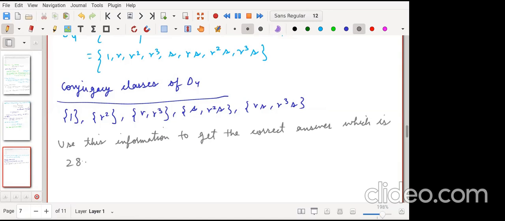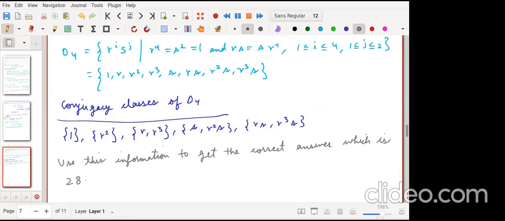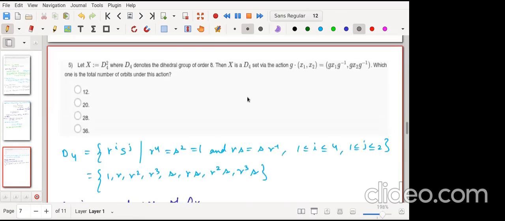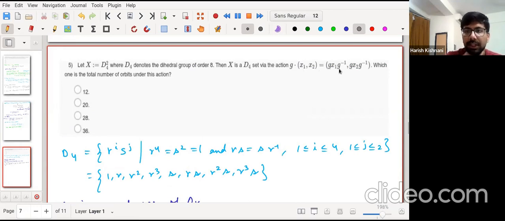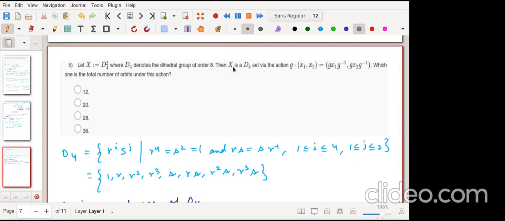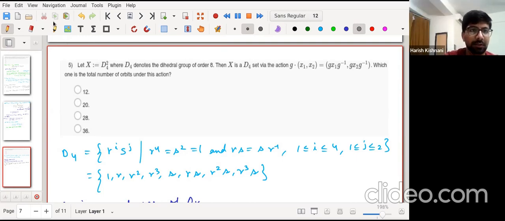Sir, excuse me, the group action defined in this question is not visible. Can you please write it again? It's g·(x1, x2) = (g x1 g inverse, g x2 g inverse). Anyway, you will get these notes. So once you get the notes, you can try to solve these questions again. I will upload the lecture on the YouTube channel by tonight. Through NPTEL, you will get the link, I think, in 2 to 3 days. So it's up to you when you want to solve these questions.